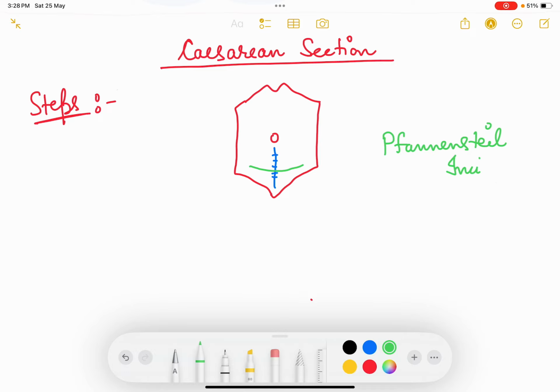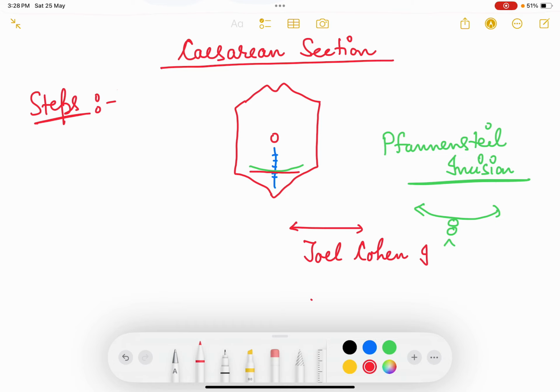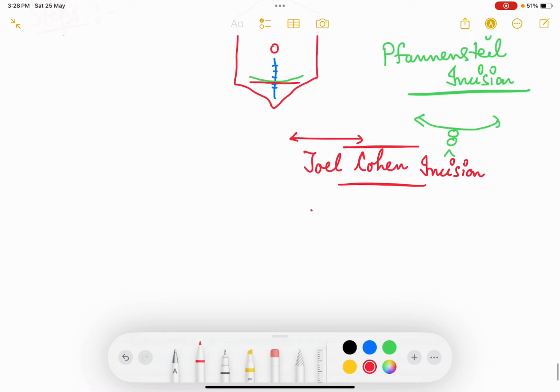Now Pfannenstiel skin incision, mind you the spelling of Pfannenstiel. A Pfannenstiel incision is a smiling shaped incision which is given 2 centimeters or 2 fingers above the pubic symphysis. But if you give a direct horizontal incision instead of a smiling incision, then it is called the Joel-Cohen incision. Joel-Cohen incision has a very fast recovery rate and less pain because it is along the skin crease. So Joel-Cohen is also a preferred modality of skin incision.